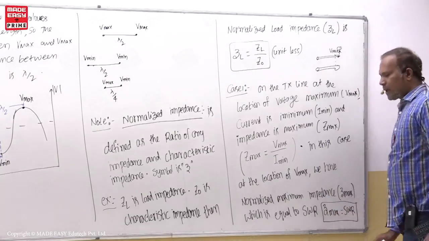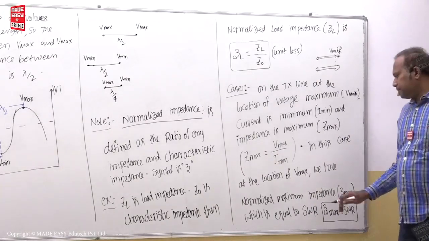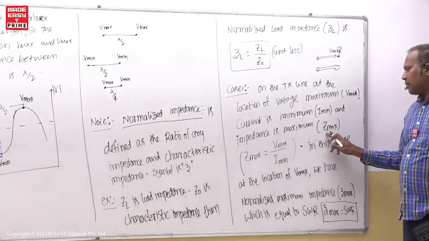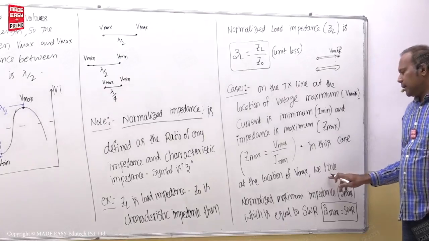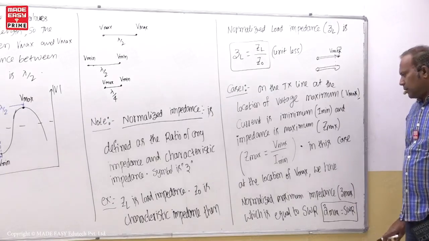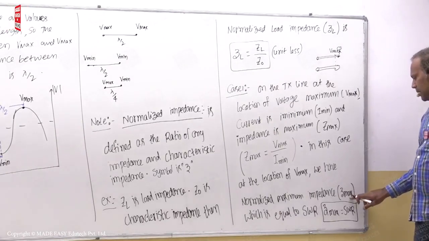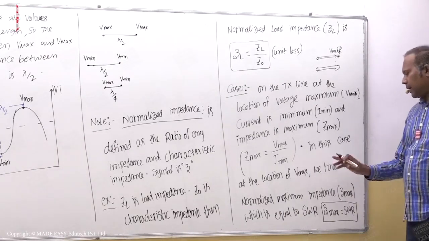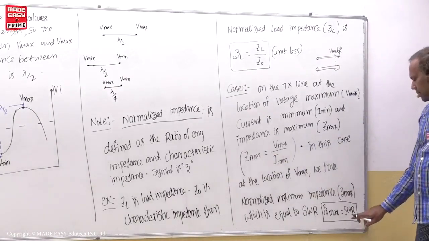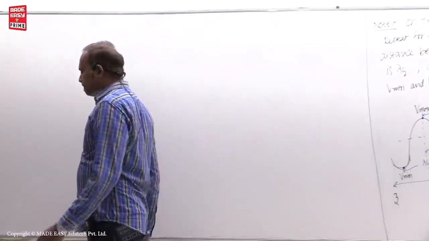Already we know that standing wave ratio is 1 plus mod gamma divided by 1 minus mod gamma. These are all important points. So at the location of V maximum, impedance is maximum. Then if you divide that with Z naught, we have normalized maximum impedance. Symbol is small z maximum, which is equal to the SWR. Small z maximum is equal to maximum impedance by Z naught, that is equal to SWR. That is the formula.